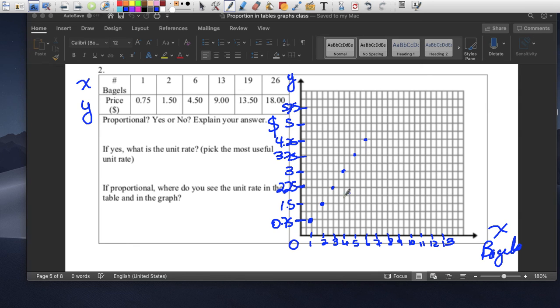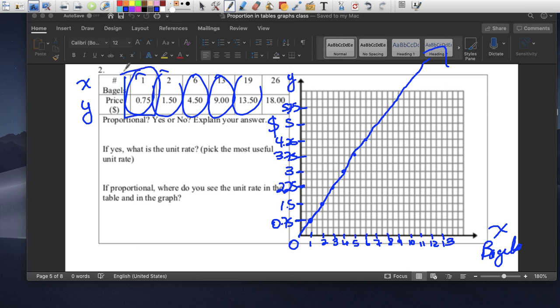And I don't need to put all those dots because once I connect all these points and stretch the line all the way out, my lines are going to match up. Okay. So if it's proportional, yes, it is proportional, it goes through 0. My constant of proportionality is the same, right? No matter which one I choose here. Any of these, if I divide the y by the x, I'm going to get the same number. And the number in this case is 75 cents.